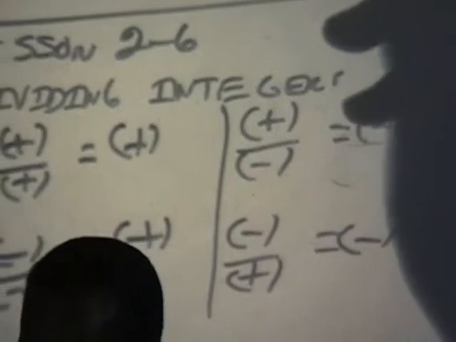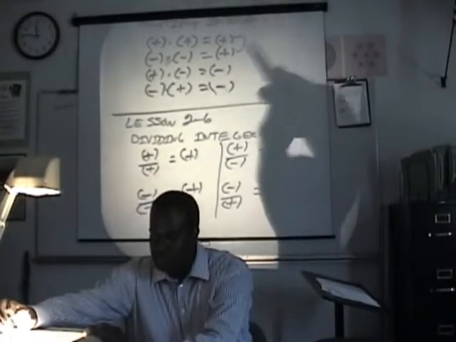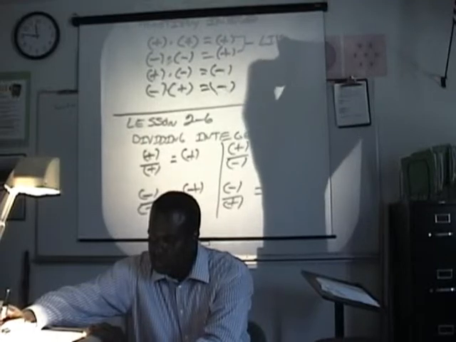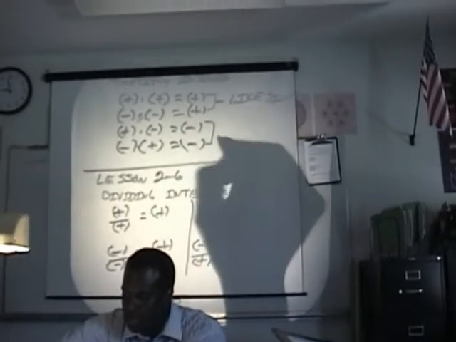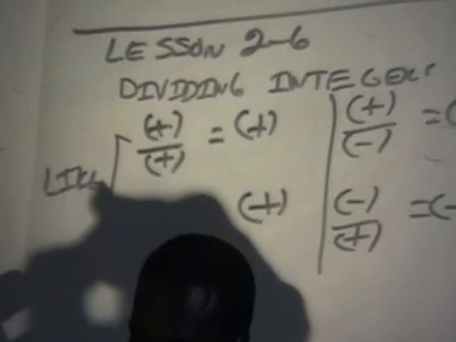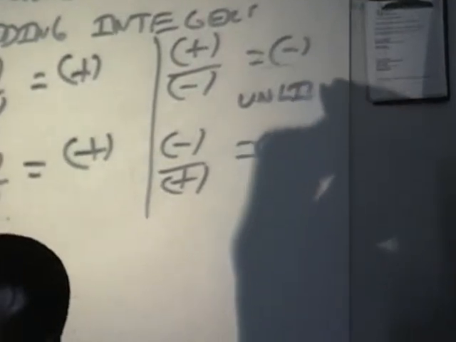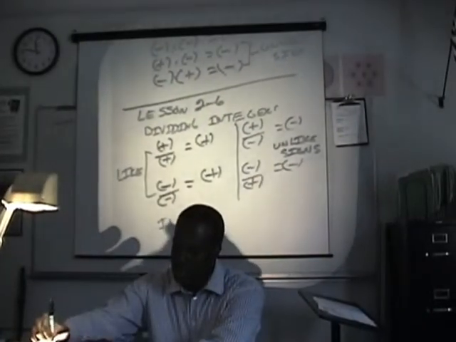Notice the similarity between multiplication and division. Like signs, you get positive. Unlike signs, what do you get? Unlike signs, you get negative. Same thing true here. Like signs, you get positive. Unlike signs, you get negative. Remember, you must watch these signs.